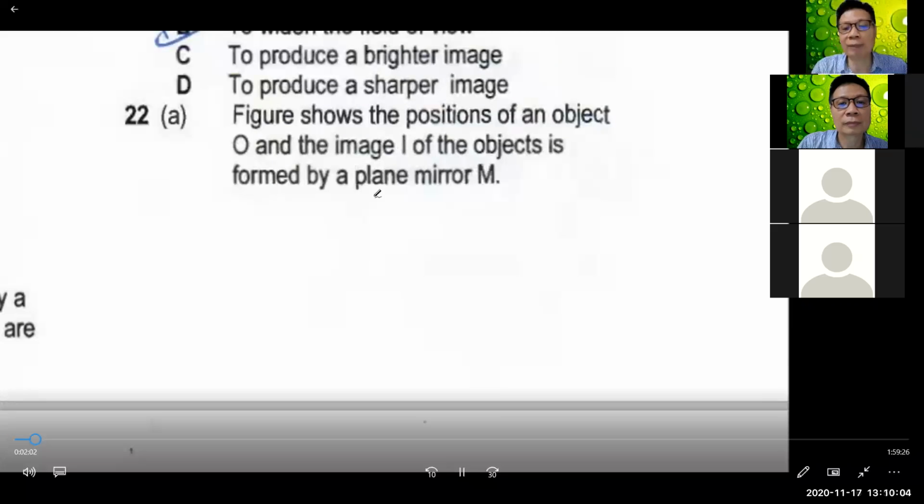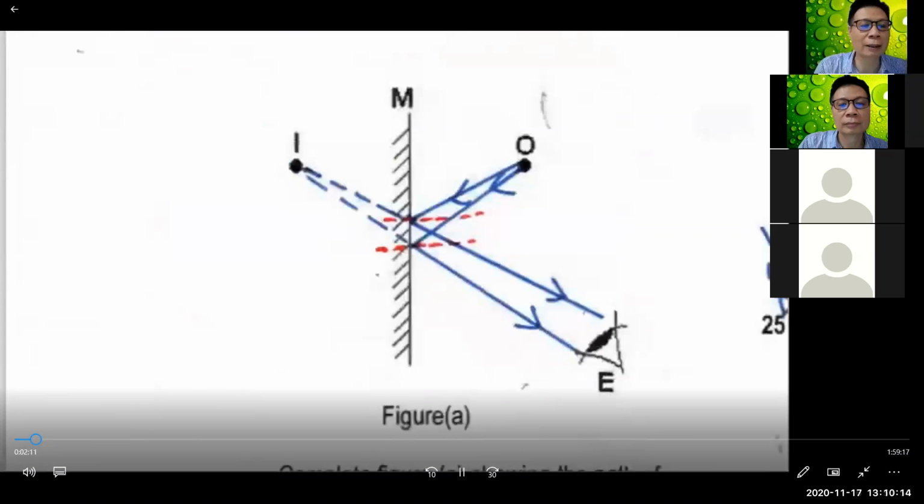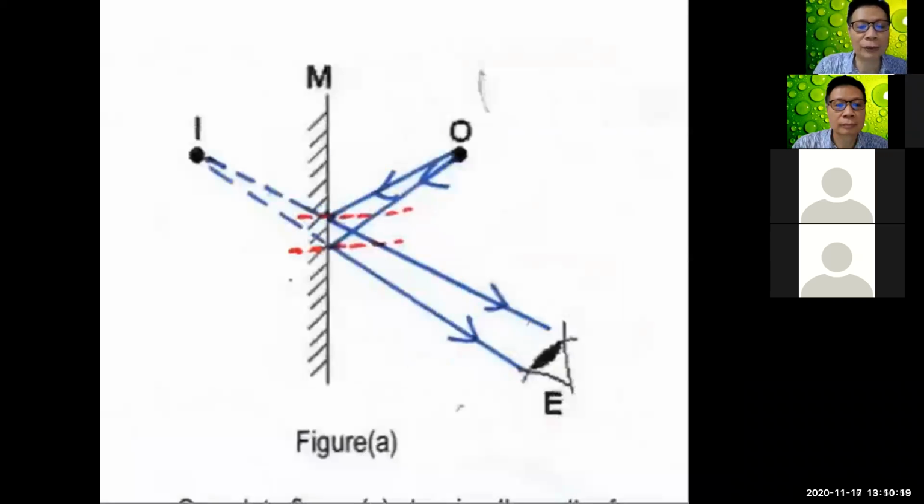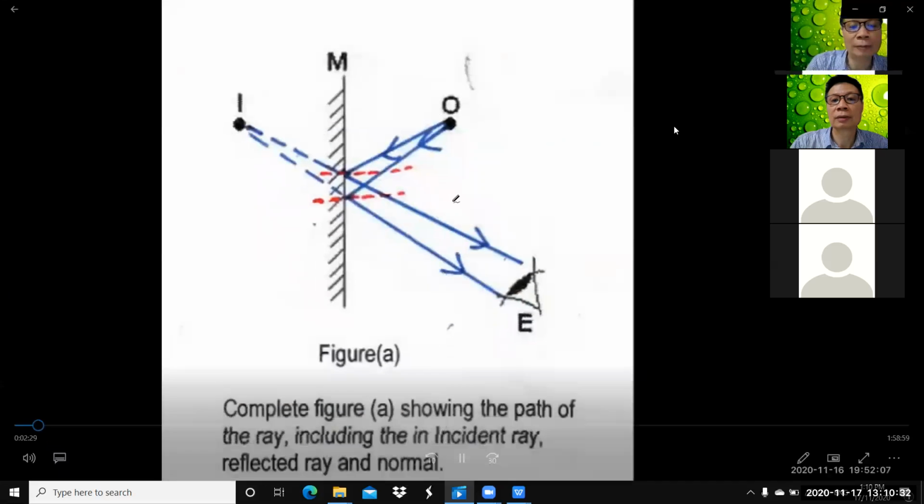The figure shows the position of an object and the image formed by a plane mirror. So of course, first thing you draw the diagram. The method of drawing the diagram, you should know. So this is an object. Actually, you can use an easier method: use a ruler, draw this line and this line, then from here connect to the object, and put up the arrow.